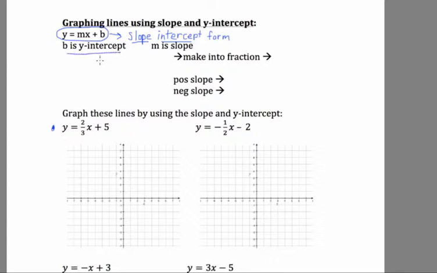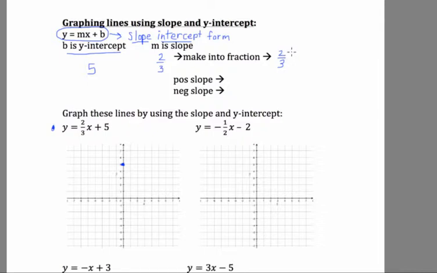Start out with the b number, the y-intercept. That's 5. So go to your graph and make a dot at 5. That's a good starting point, or anchoring point, for our line. Next, take the m number. It's 2/3. Make it into a fraction. Well, 2/3 is already a fraction, so I could just leave it.